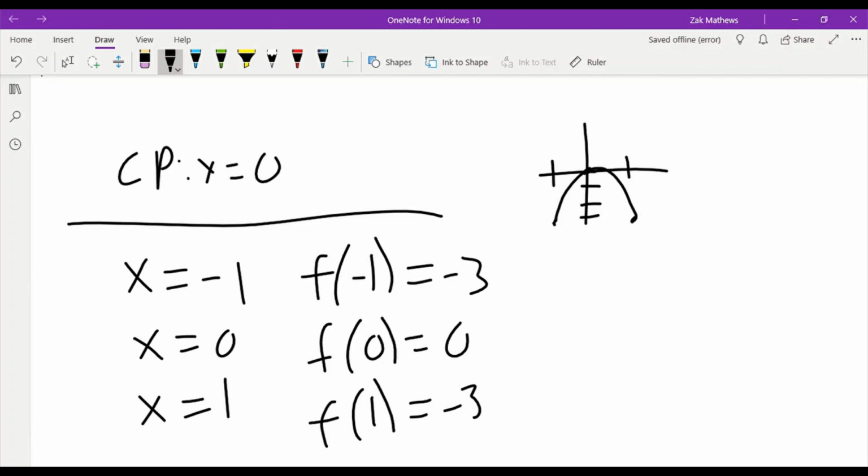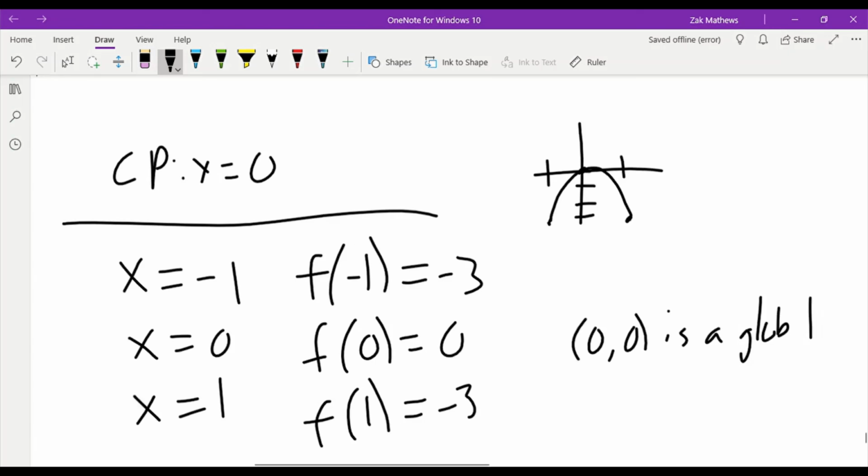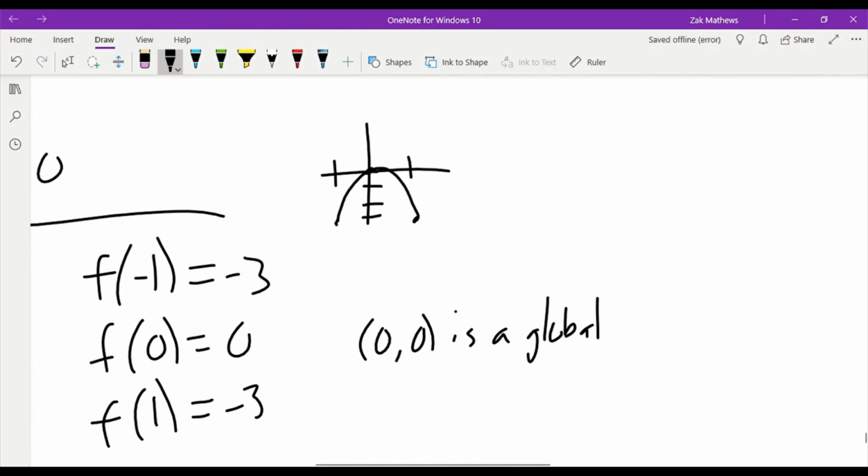So that means that this point here, (0, 0), is a global max, which means it also has to be a local max. If you're a global, you're also a local. And then these points here at -1 and 1, those have to be global and local mins.